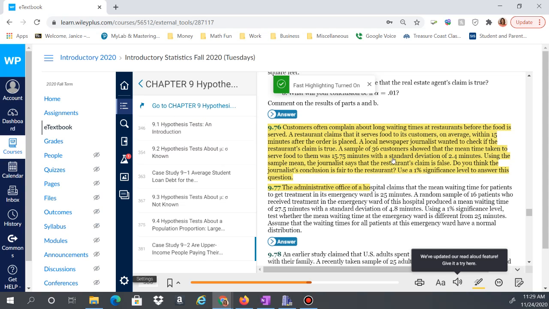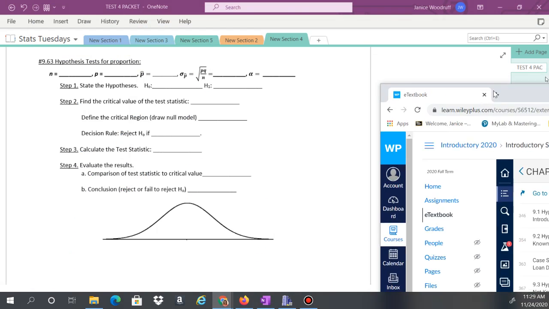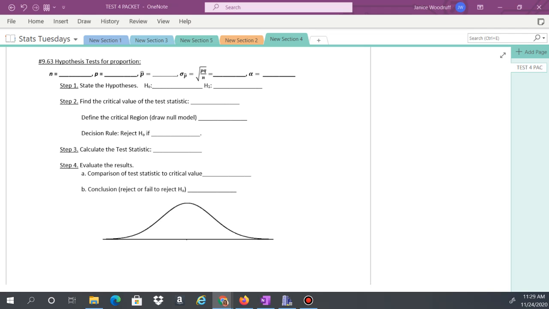Okay, so first of all, this is a t distribution. We know it's a t distribution because we are not given a population mean. We're just told it's within 15 minutes. We are given a sample mean, so we are using a t distribution. So let's write down the information that we have here. We have to cross out some of this stuff here.